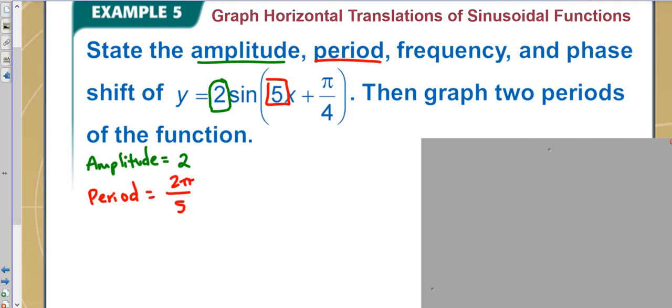Next, it says find the frequency. Now if you remember, frequency is just the reciprocal of the period. That means it would have 5 complete cycles every 2 pi. Now if you reduced it, you could figure out how many cycles it has for 1 unit if you got an exact value. That's what frequency would be.